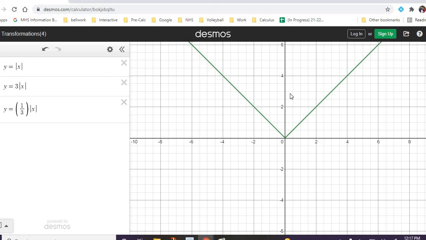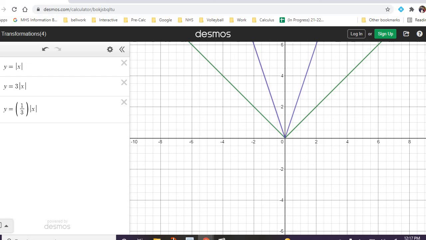Other ideas? It stretches. Okay, so what does that mean by stretches? Does it make it wider or narrower? Narrow. So think about it like slope, right? If this is a slope of 1, agreed? To have a bigger slope means I'm going to get larger, faster, so it's going to be more narrow.